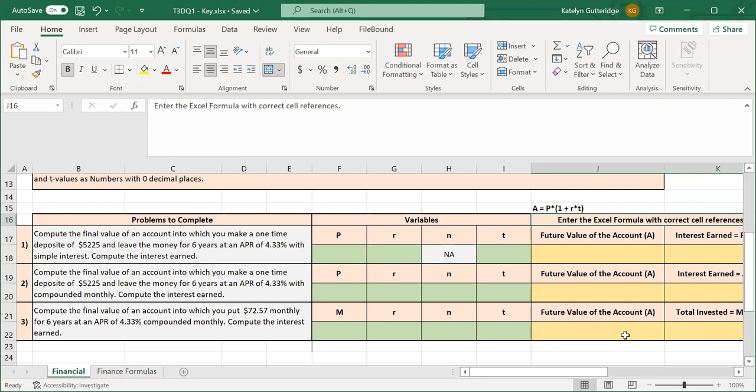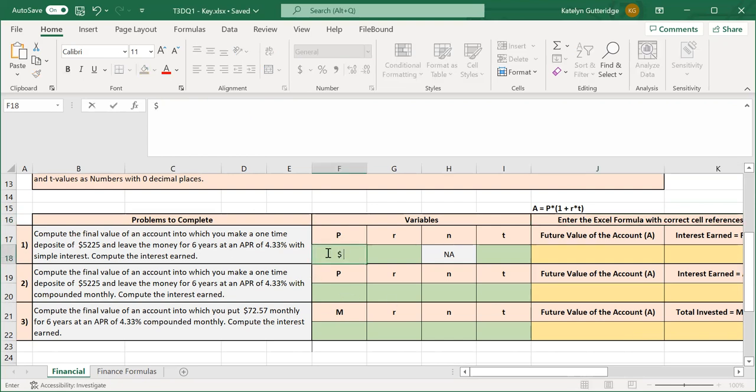Okay, so we're working with simple interest. We need a P value, we need an R value, we need a T value. The P value is the principal amount. This is the money you deposit into the account. The R value is going to be your interest rate, and then the T value is the number of years.